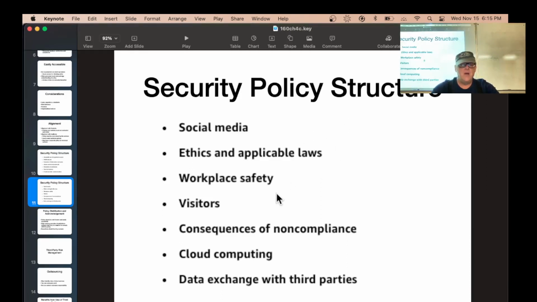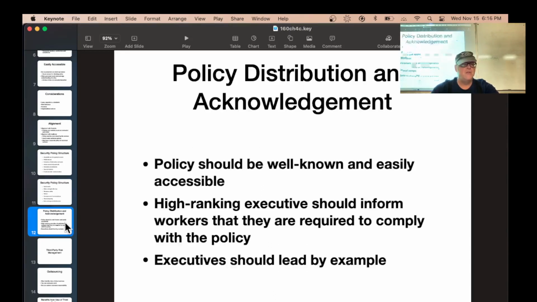And then you've got workplace safety, visitors who may wander around and see things. You probably have to make them sign a non-disclosure agreement, and the consequences of failure to comply with the security policy. And as I mentioned, cloud computing and all the other third-party risks are things you have to consider, and that gets tricky. You have to trust somebody else and have some idea what they're actually doing with your stuff.